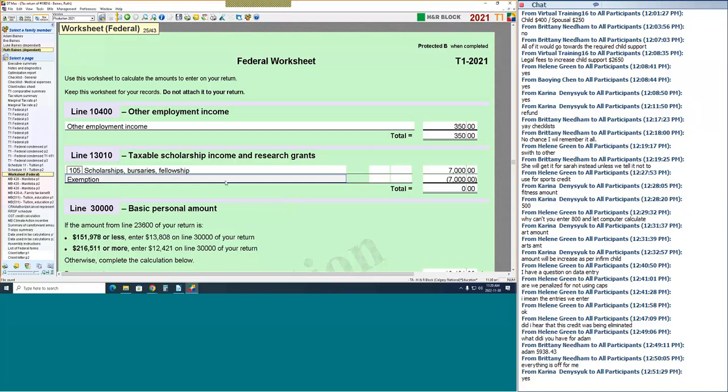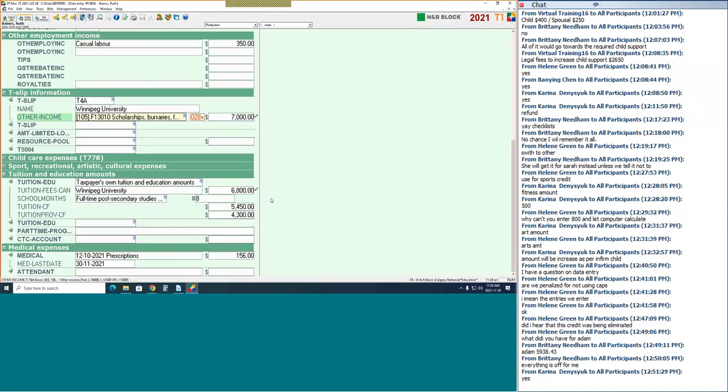We have to enter the tax slip, and then we tell the computer that it's exempt, which we did two ways. Number one, by entering a tuition receipt for her, that tells the computer that she's a qualified student. And number two, by saying she's a full-time student when we chose which box 105 we needed.